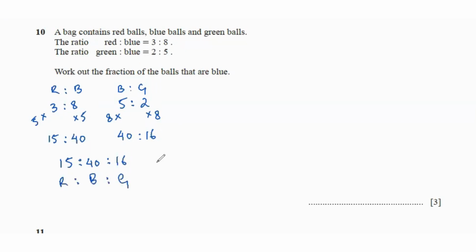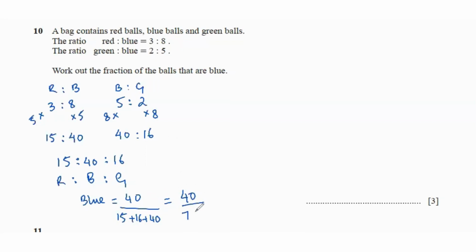So now for the fraction of blue, we will do 40 over the sum of 15 plus 16 plus 40, which is going to be 40 over 71. That is the fraction of the balls that are blue. If they're talking about the fraction of balls that are red, that would be 15 over 71. And those of green would be 16 over 71.